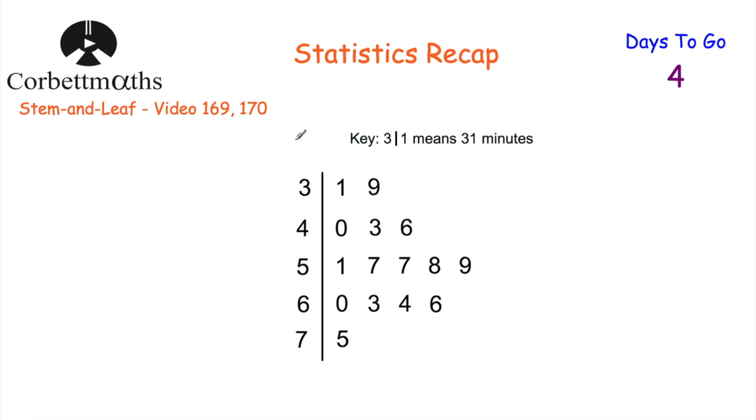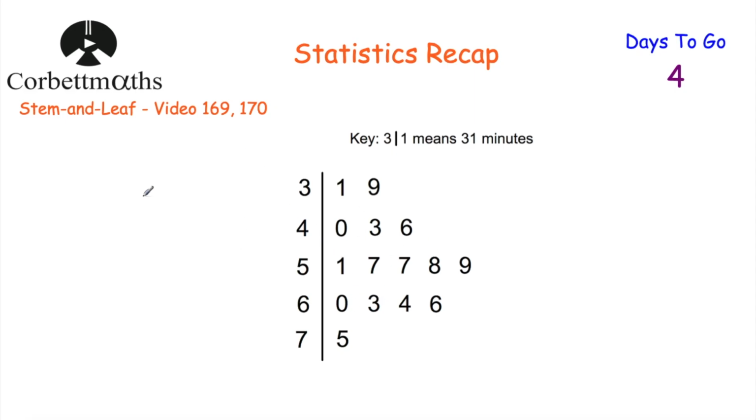So in terms of stem and leaf diagrams, make sure you know how to draw your stem and leaf diagrams. So you're going to be doing them in order. So here we've got 31, 39, 40, 43, 46, 51, 57, and so on. Make sure if you're drawing a stem and leaf diagram, you've also got your key. So 3/1 means 31 minutes in this case. So make sure you know how to draw a stem and leaf diagram.